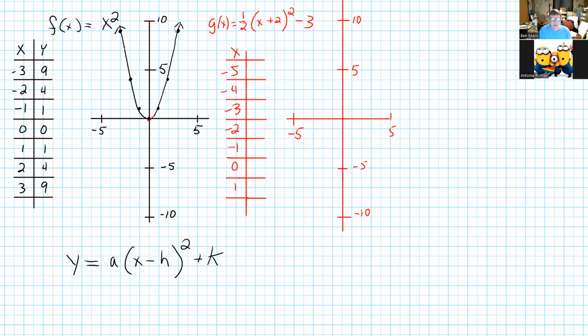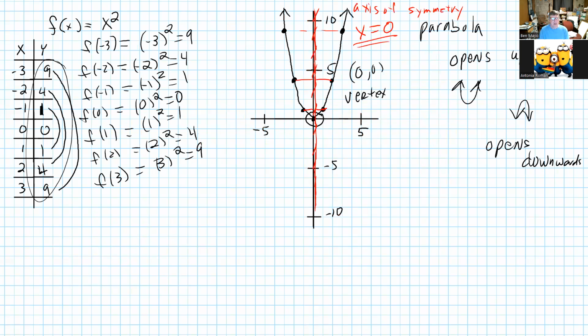Yeah, thank you. Now, let's put all the pieces together. But first, let's go back and review. The first thing we did was just graph f of x equals x squared. We got this parabola that opens upwards. Vertex was at the origin. Axis of symmetry was right there down the middle of it. Notice the axis of symmetry goes right through the vertex.